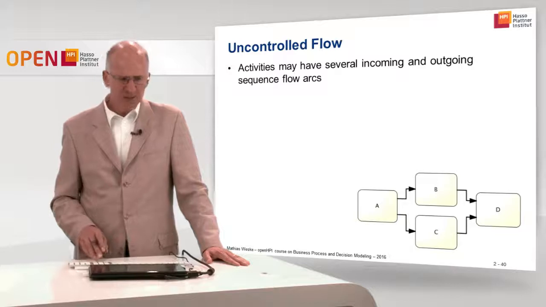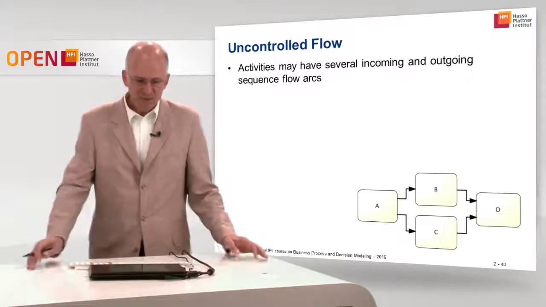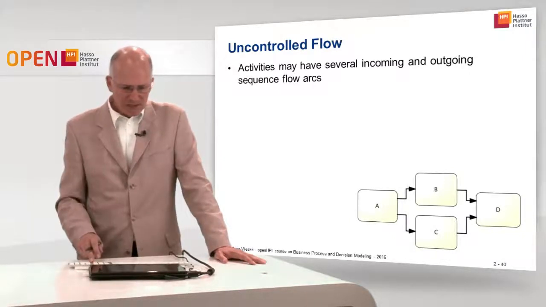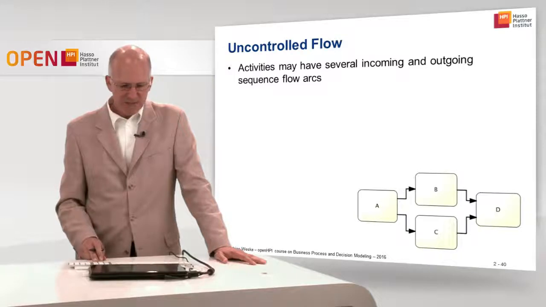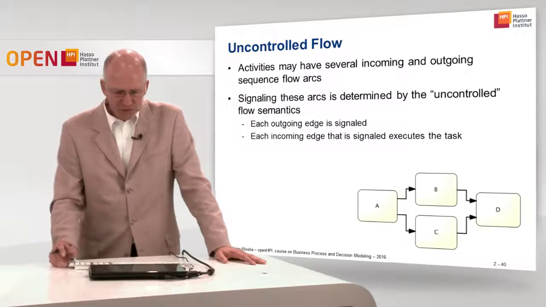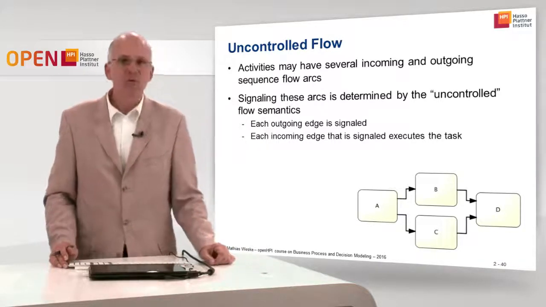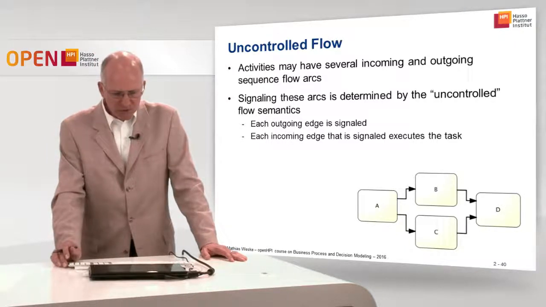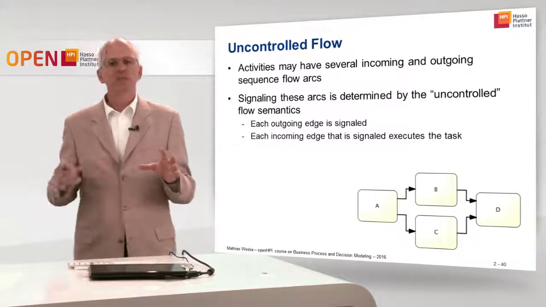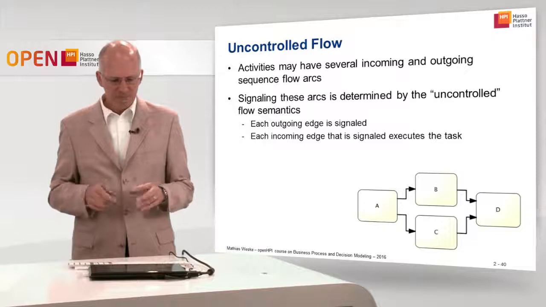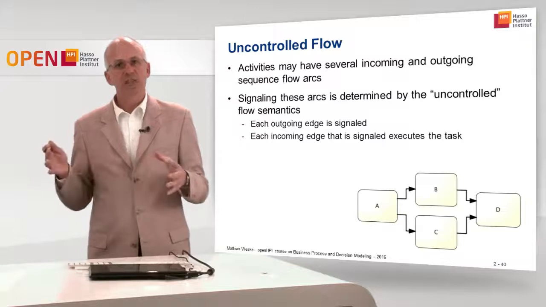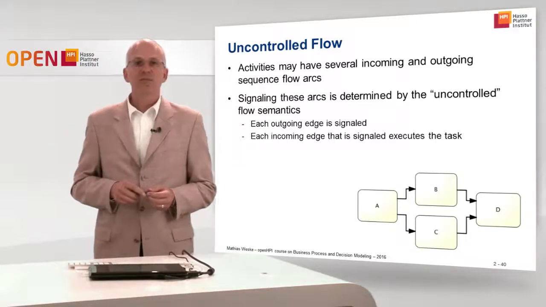BPMN also provides uncontrolled flow. We have already seen uncontrolled flow when we looked at just the normal sequence flow. Activities may have several incoming and several outgoing sequence flow arcs, and the signaling of these arcs is determined by the so-called uncontrolled flow semantics. Uncontrolled flow semantics means each outgoing edge is signaled. So when an activity has multiple outgoing edges, all these outgoing edges are signaled. And related to the incoming edges, each incoming edge that is signaled executes the task. All right, so that's the semantics of the uncontrolled flow.